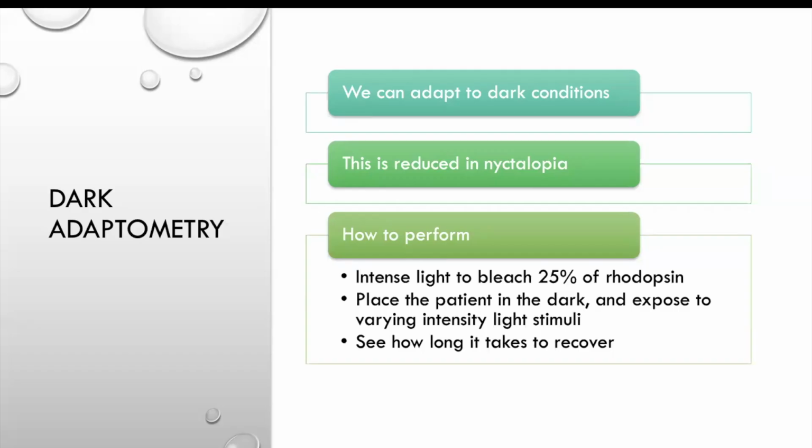So you have an intense light for enough time to bleach about 25% of your rhodopsin, and then you put the patient in the dark, and as they sit in the dark, you measure different responses, and you see how long it takes for them to completely recover and therefore adapt to the darkness. And if you remember, when you bleach the eyes, the rods become very insensitive to light, and only as the eye adapts to the darkness do the rods become slightly more sensitive.